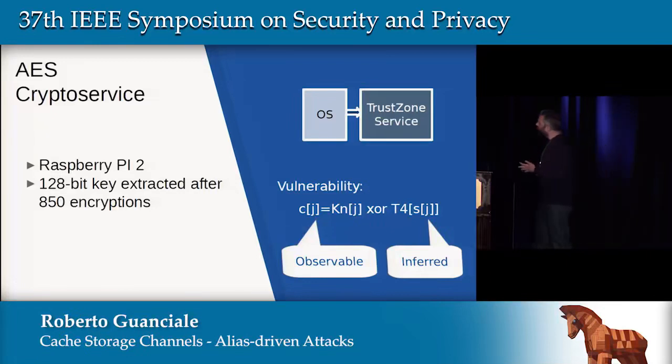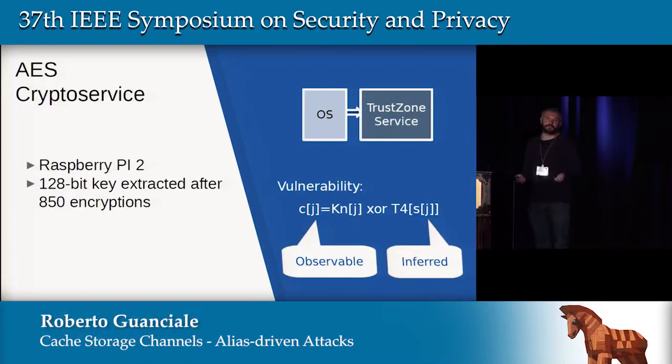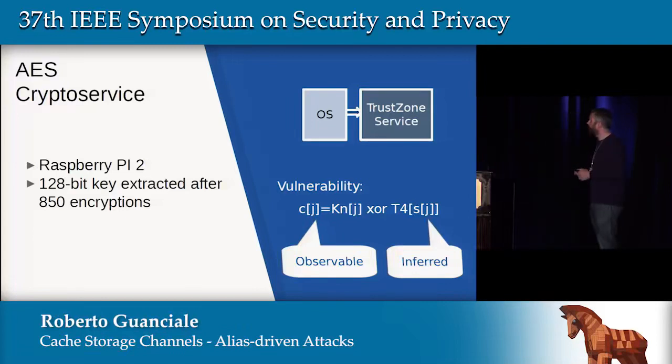So we exploit an existing vulnerability to measure which cache lines are evicted during the encryption. But for the first time, we don't need to access time to measure this eviction. We can just read the eviction by measuring the memory, by reading the memory. So it's really difficult to counter this attack at runtime because the operating system doesn't have to interact with the TrustZone service to obtain this information.